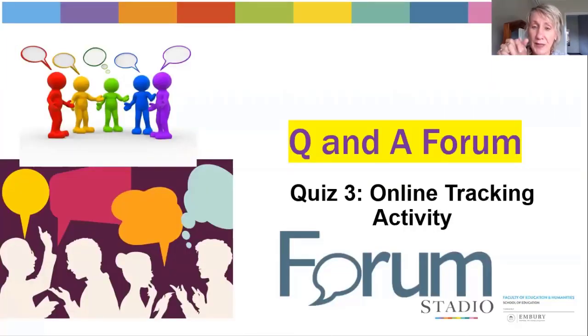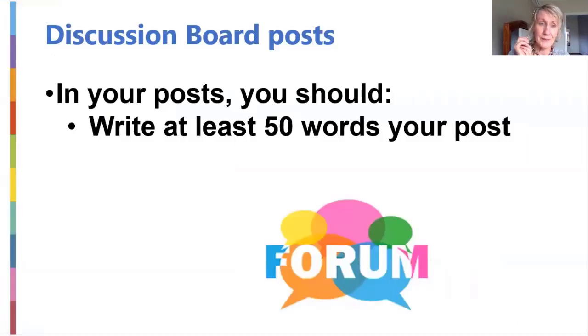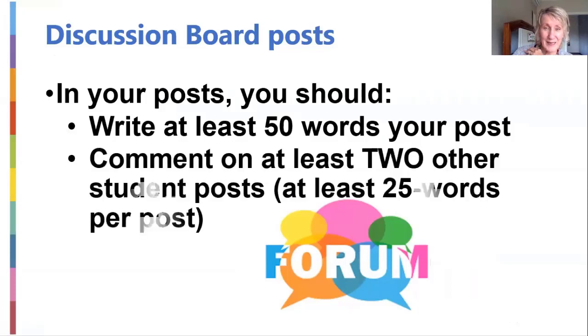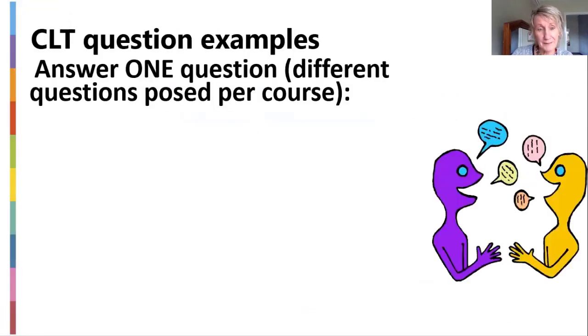So what we're going to do for the online tracking this week is I'm going to give you a question and answer forum again as practice. I must still put that up on ECI. In your post, you should write at least 50 words on the question I'm going to give you. I've got a different one for each of the classes, so FET FAL will not write the same thing as HL FET. Comment on other students' posts. Remember, you won't be able to comment on anyone's post until you've actually posted yours. This might be a bit tricky, but you'll see how it works. We've done this last semester. So answer one question. Different questions are posed per course.